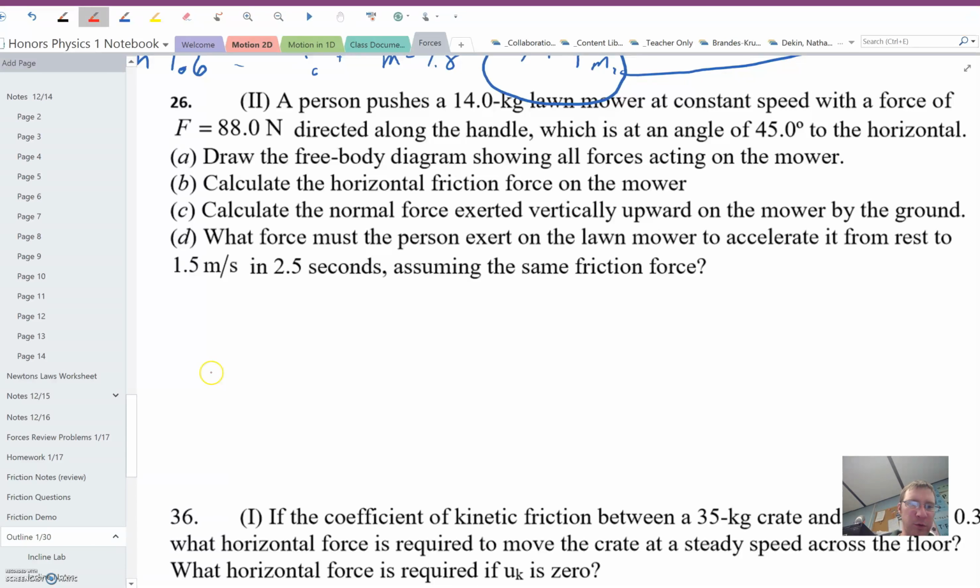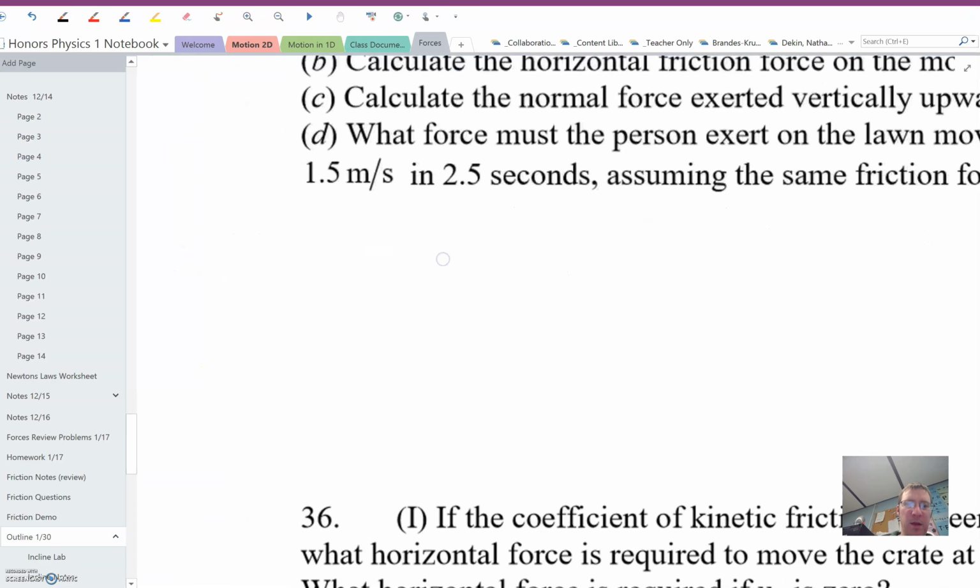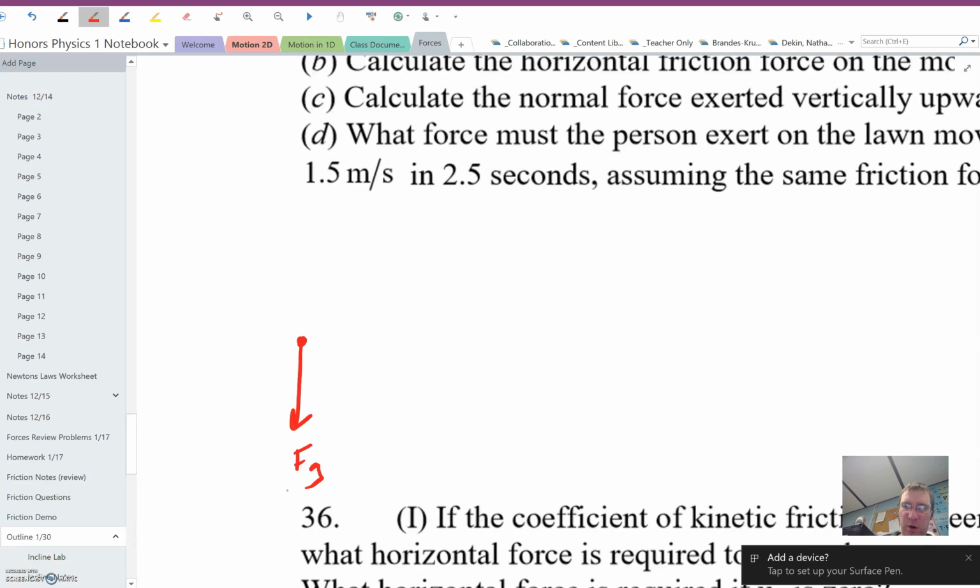So we'll start with a free body diagram that looks like this. There's our lawnmower. It's got a weight, force of gravity. We will draw a normal force that's pushing up. And they do say that there's a horizontal friction force that we'll have to calculate.